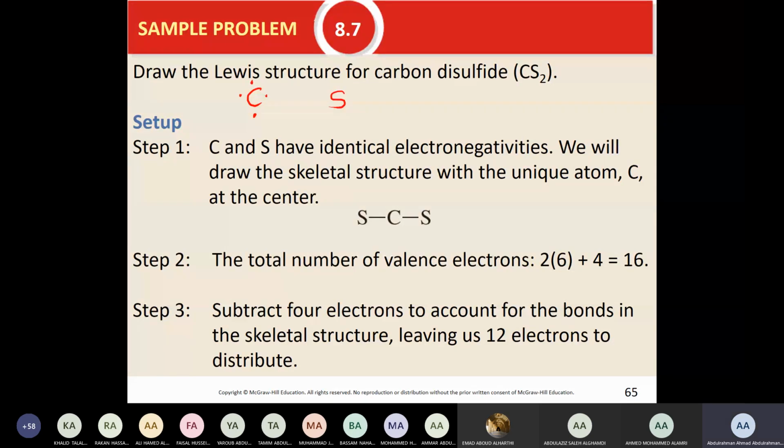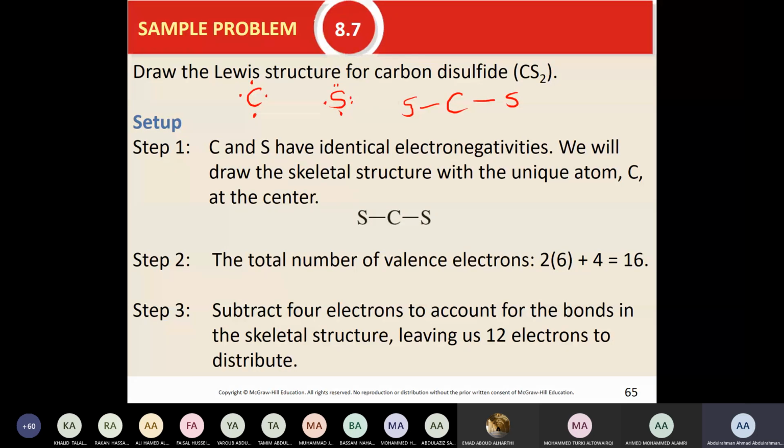And what's the dot symbol for sulfur? 6 electrons around. You don't have to write the 6 electrons, but I just want to show you what we are doing. Now we want to do the structure of CS2. The first thing we do, we make one bond between the carbon and the S, and the other S.